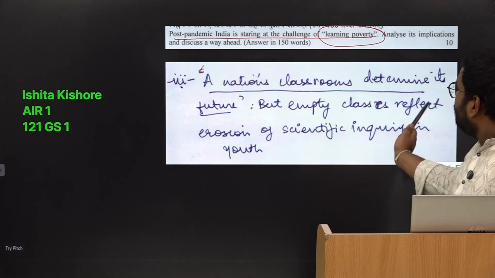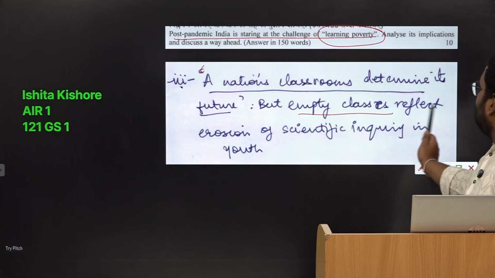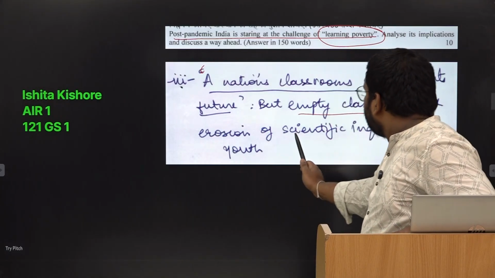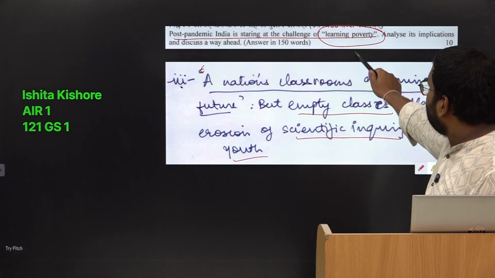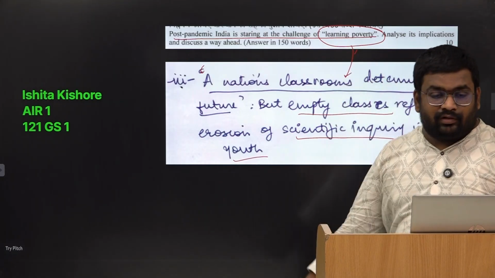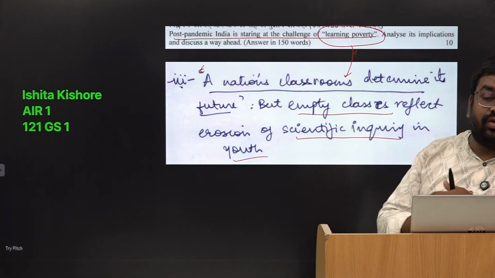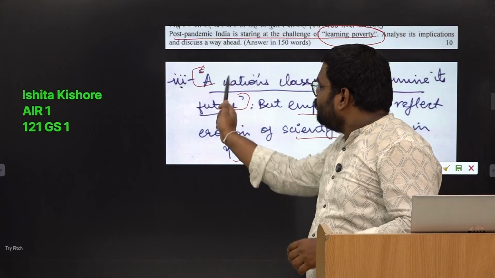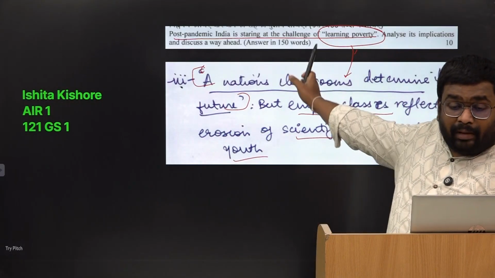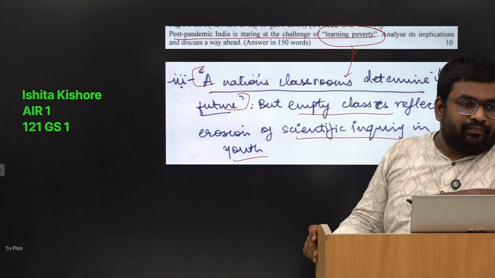But empty classrooms reflect erosion of scientific inquiry in youth, which is nothing but learning poverty. This is how you bring innovation into your answers. Each and every one of you knows this quote, right? But this is how you apply it in your answers.